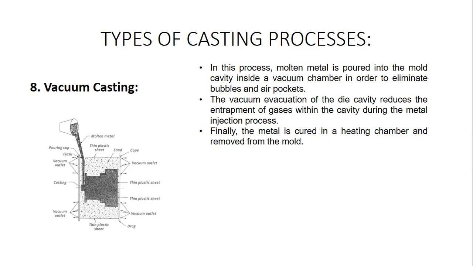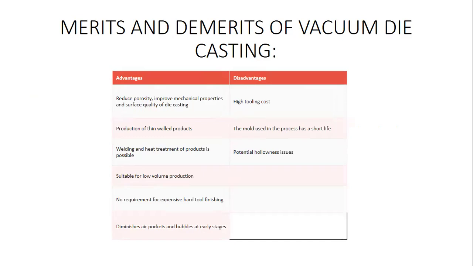The vacuum evacuation of the die cavity reduces the entrapment of gas inside the hollow mold cavity during the metal injection process. Thus, the metal is cured inside the heating chamber and it is removed from the mold. Here we can reduce casting defects like porosity and improve the surface quality of the die casting. High tooling investment cost is required for installing the setup of vacuum die casting.